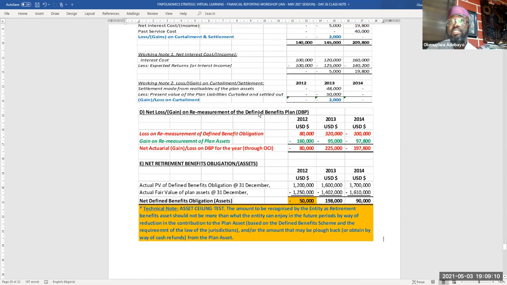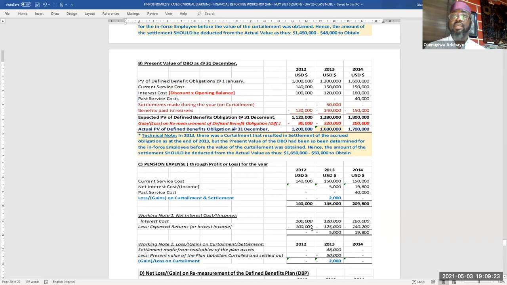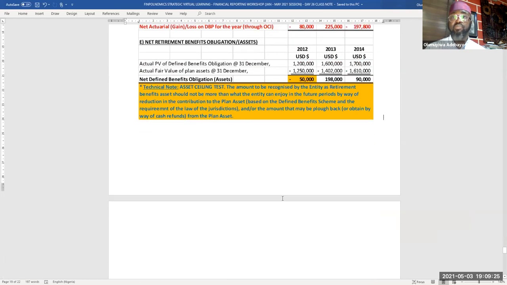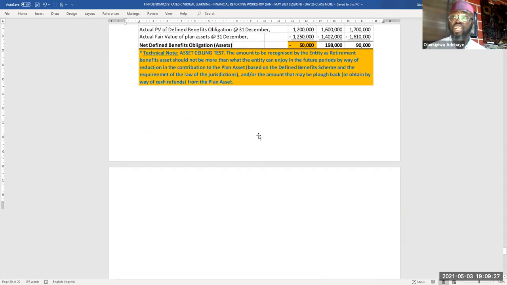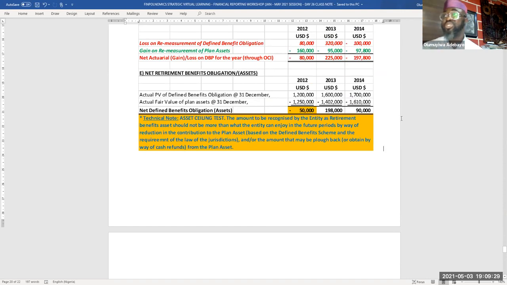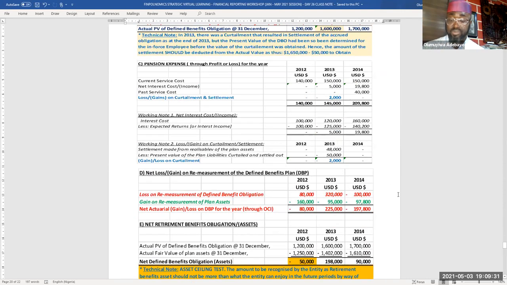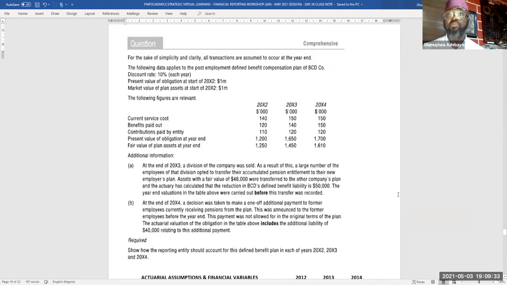Net loss or gain on remeasurement of defined benefit plan and the net retirement benefit obligation or assets. And where we discuss the asset ceiling test. Okay, finally, in our discussion, we have looked at only two out of the four. Let me show you where we started from.